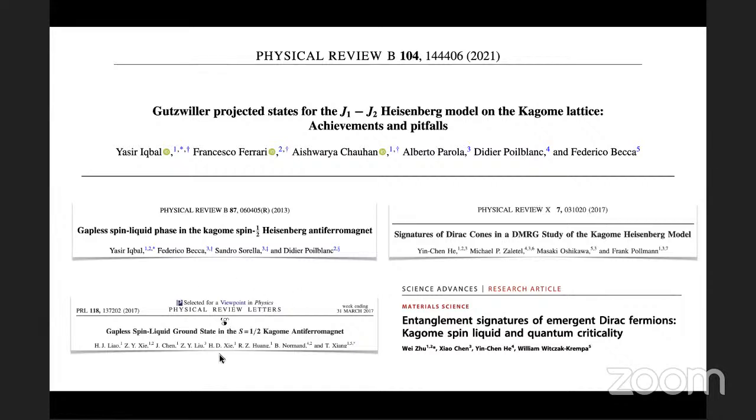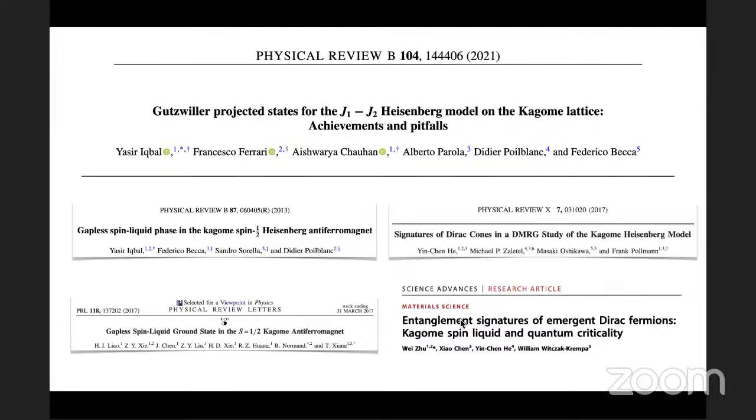Around the same time, there was also a high-end tensor network study from the group of Tao Xiang in Beijing, claiming a gapless spin liquid in the spin 1/2 Heisenberg antiferromagnet. There was also another study employing entanglement signatures of emergent Dirac fermions in a Kagome spin liquid. So it's nice to see that, although some doubts still remain here and there, we are more or less converging to this picture of a U(1) Dirac spin liquid ground state of the Heisenberg antiferromagnet.